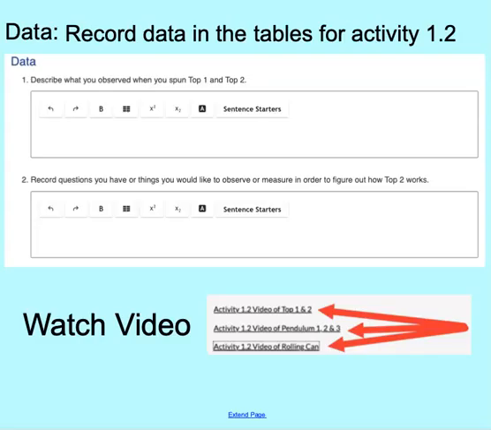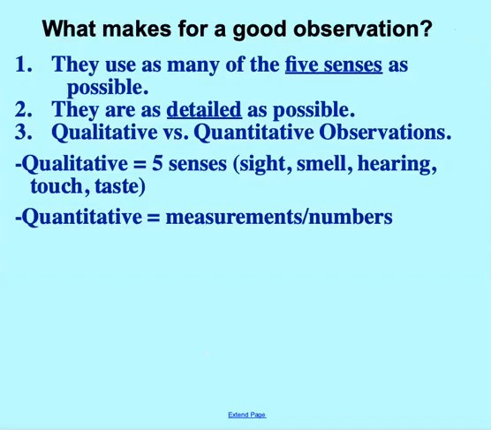Now, when we look at this, describe what you observed when you spun top 1 and top 2. So qualitative versus quantitative. What kind of details do you have? How long did it spin? Did one spin faster than the other? So are there some things that you can take into account?